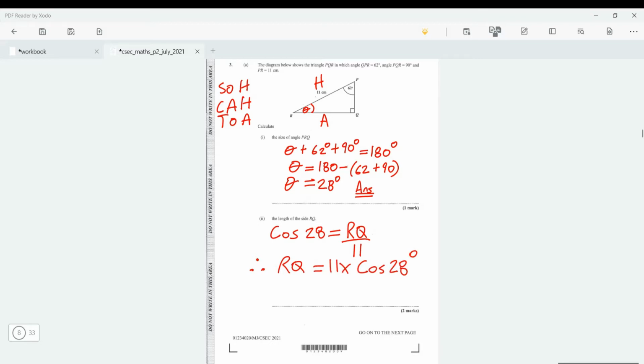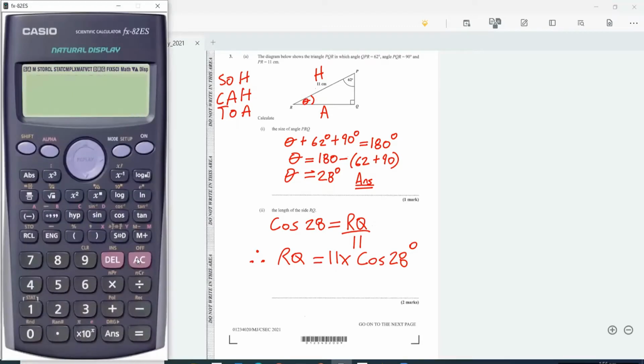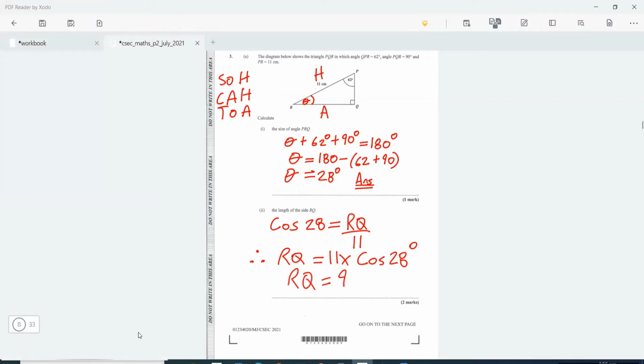And so now we're just going to put that into our calculator. 11 multiplied by the cosine of 28 degrees. We work that out and we get 9.71. I just want to make sure that my calculator is in degrees. Yes, 9.71. So RQ is equal to 9.71. And you have to put your units, centimeters. And that is the length of RQ. Nice.